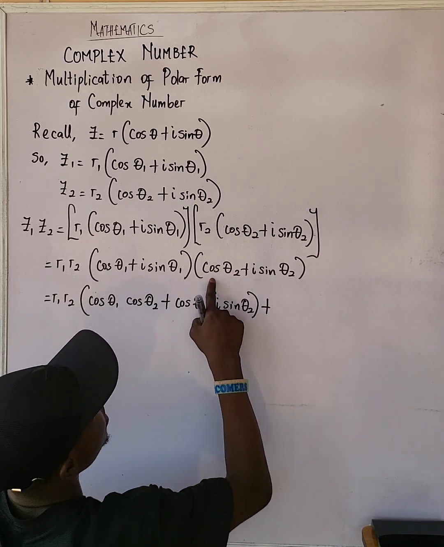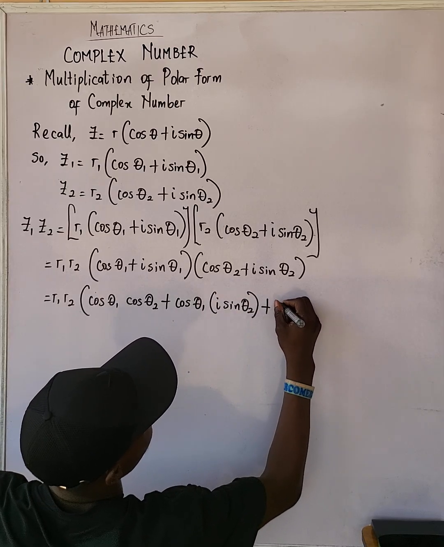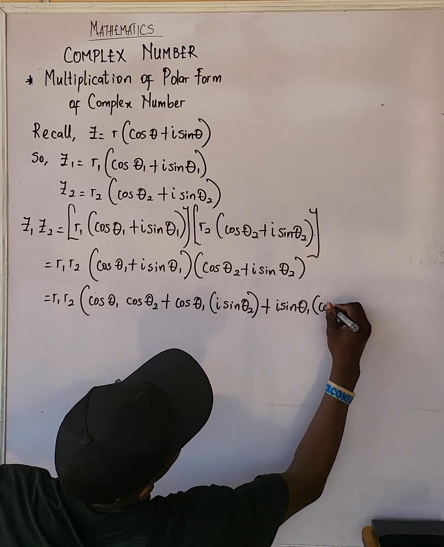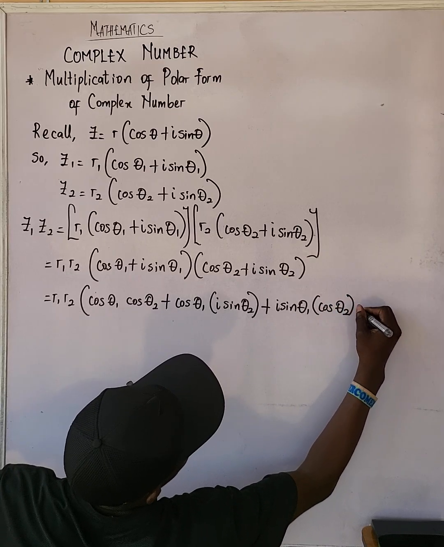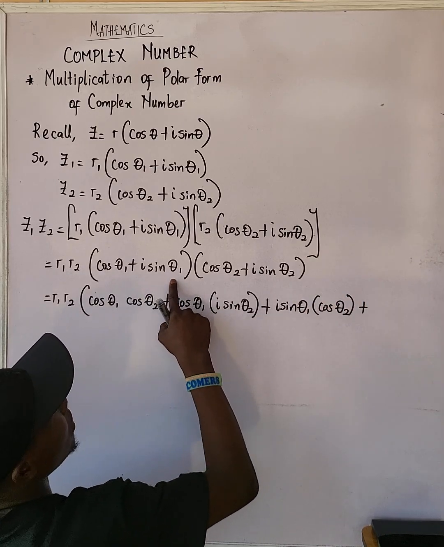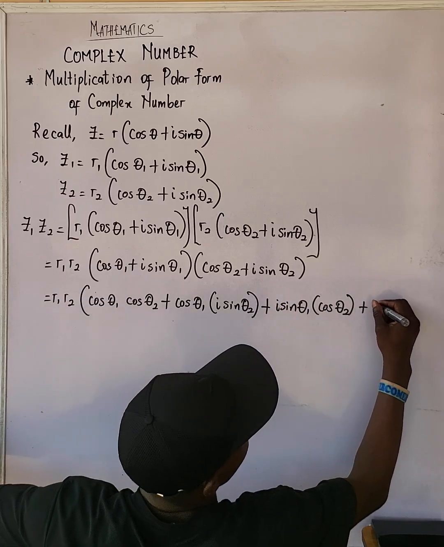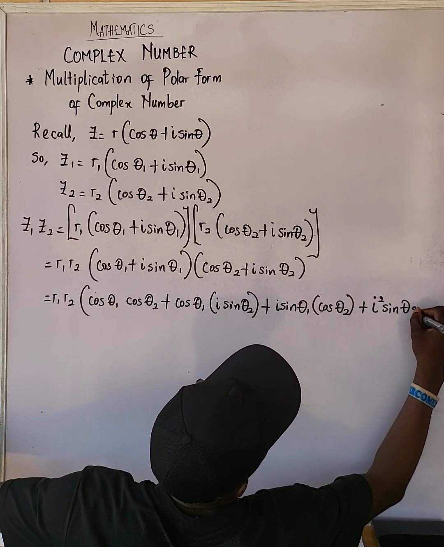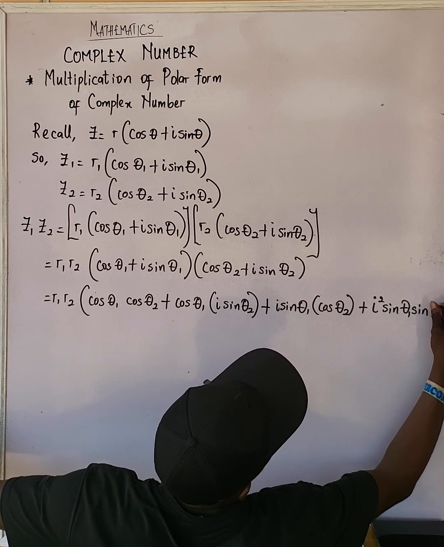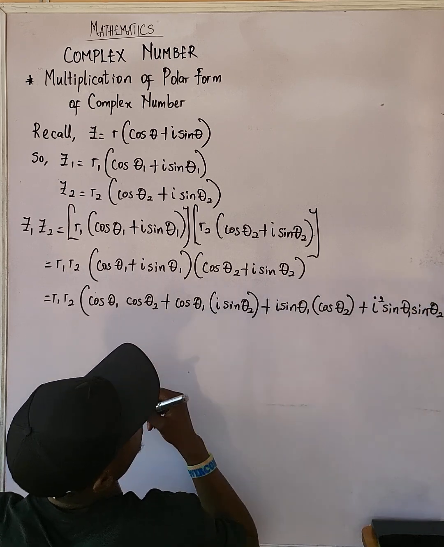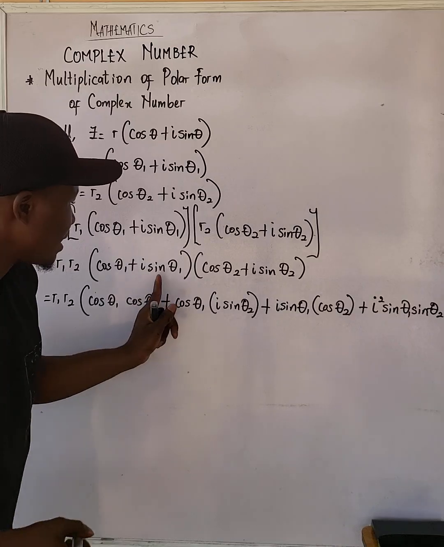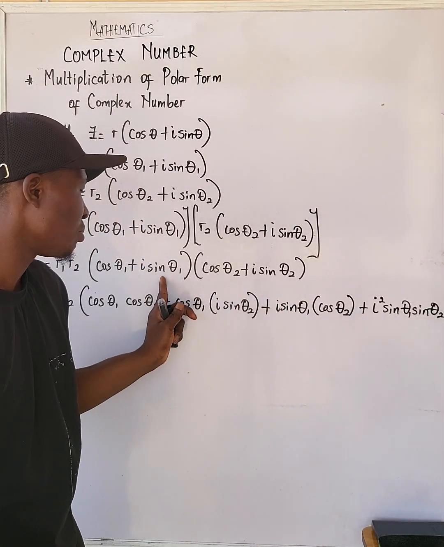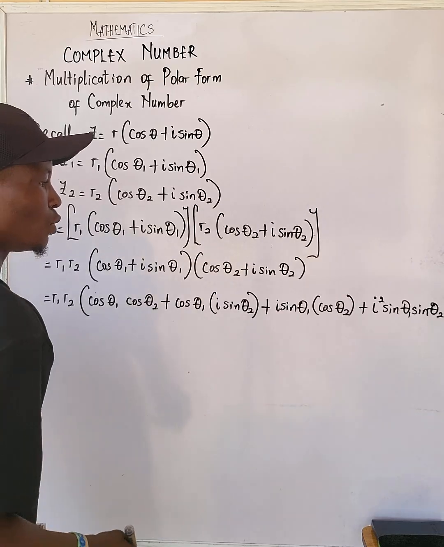Plus i sin theta 1 multiplied by cos theta 2 will give us i sin theta 1 cos theta 2. Then plus i sin theta 1 multiplied by i sin theta 2 will give us i square sin theta 1 sin theta 2. Do you get? i multiplied by i is i square, sin theta 1 sin theta 2.